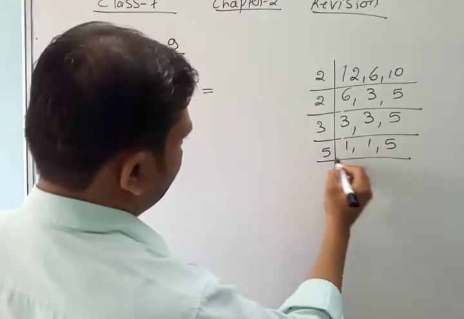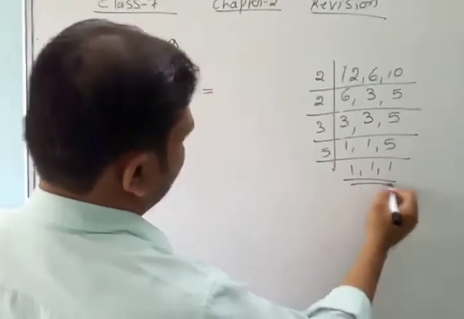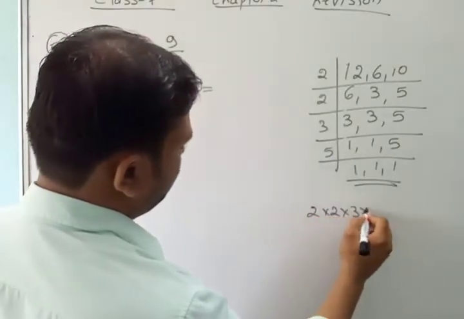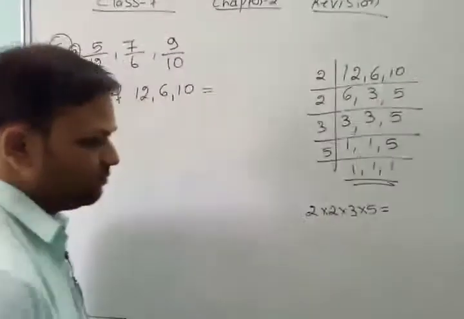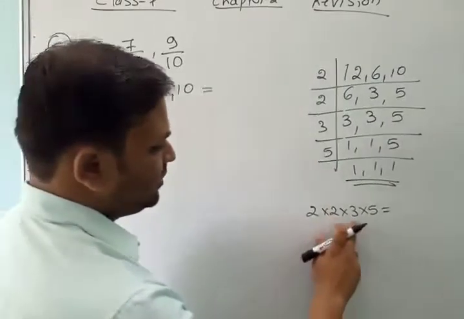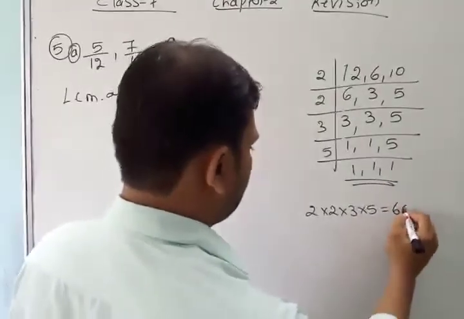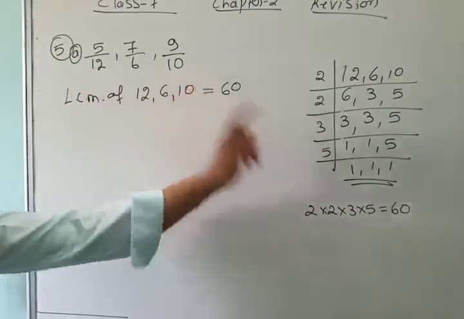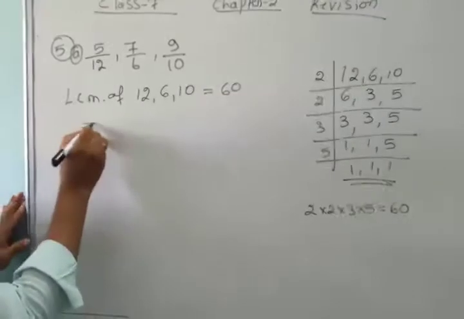Again by 5, 1 1 1. So multiplication of these numbers, 2 into 2 into 3 into 5, is known as LCM. 2 2s are 4, 4 3s are 12, 12 5s are 60. So LCM of 12, 6, 10 is 60. इसका मीनिंग क्या हुआ? We have to make the denominator of all these digits 60.